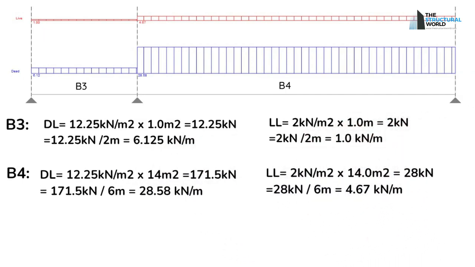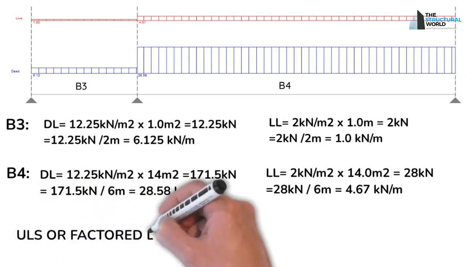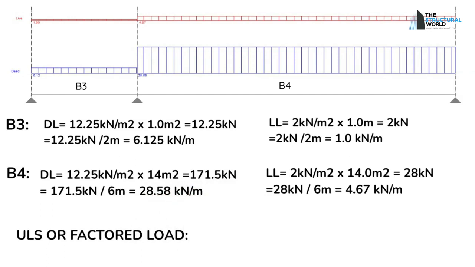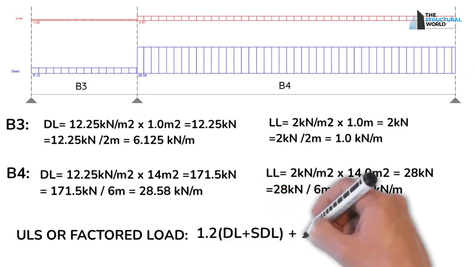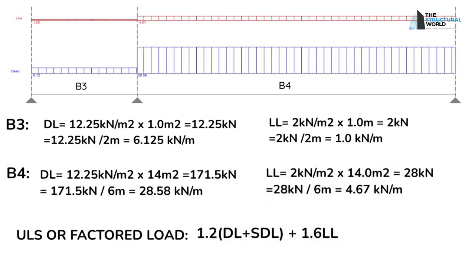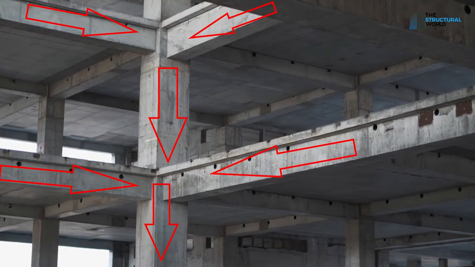To use and design, the service load should be multiplied by ULS factor 1.2 for dead loads and 1.6 for live loads. The load reactions on each support of the beam will be carried by the column joining them and eventually transferred to the footing supported by underlying soil.